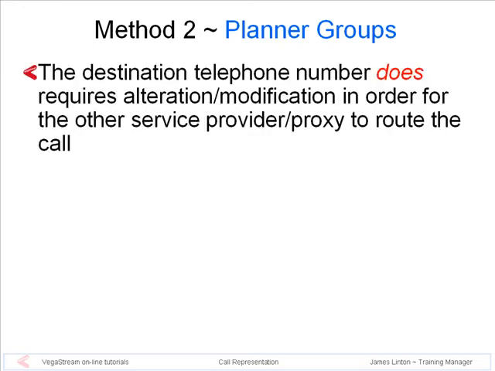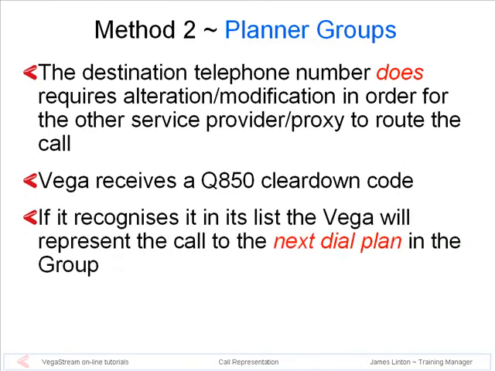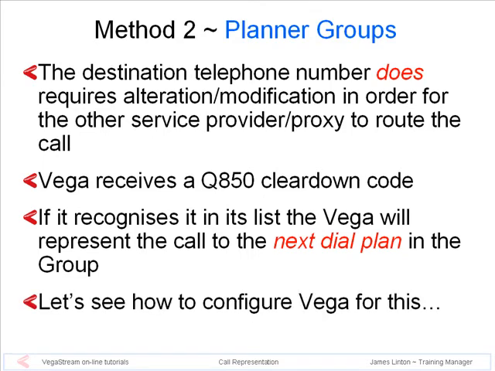We will now look at the planner groups method of configuration. Remember that this differs from the call presentation groups method because we need to use it when the telephone number requires modification, so that the call will route successfully by the next service provider or proxy. When the first call fails, the Vega will receive a Q850 calls code, and if it recognizes this in its list, it will present the call to the next dial plan in the group.